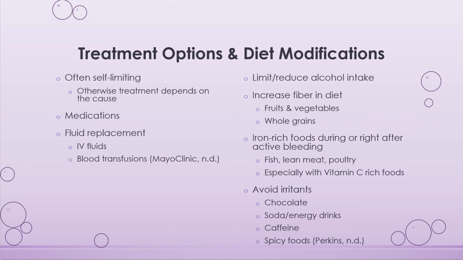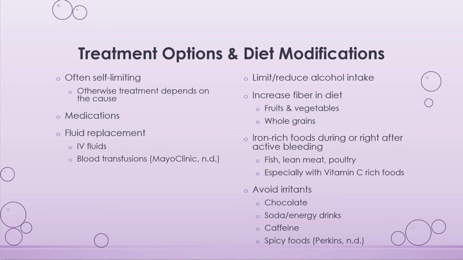And then after that, focusing on treatment, fluid replacement. Depending on how much blood or fluid was lost, you might need IV fluids to help bring up the volume again, or you can have blood transfusions if you lose too much blood and we need to replenish that. Some diet modifications include limiting or reducing alcohol intake, since this is an irritant to the digestive tract.